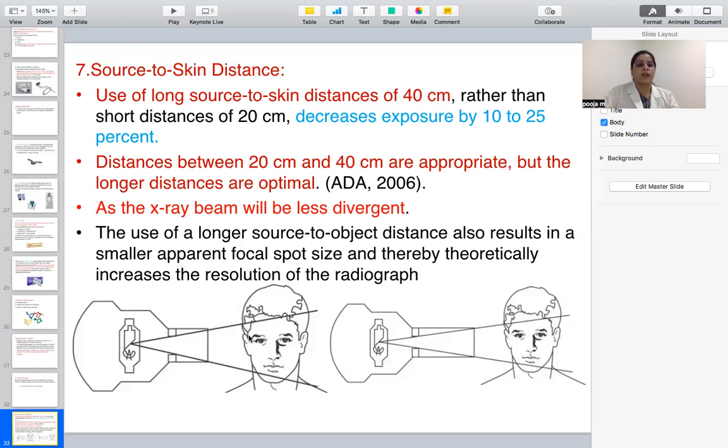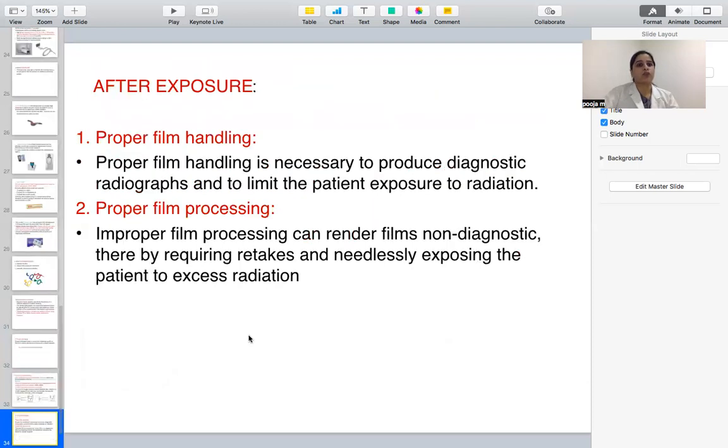We also have an advantage with the use of a long source to skin distance. It results in an apparently smaller focal spot. As a result, the image contrast, the image resolution, and the image sharpness that we get with the use of a small focal spot will be achieved. So these are the measures which we are supposed to take during exposure.